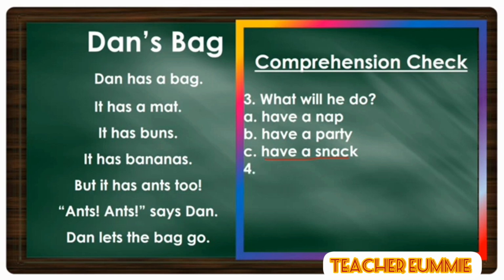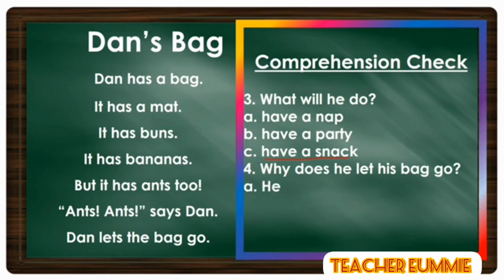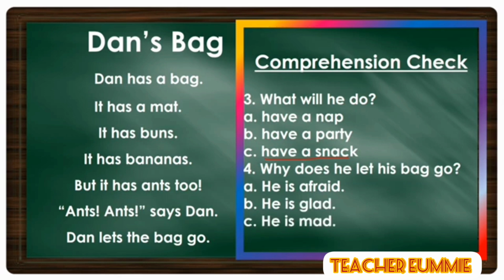Okay, number 4. Why does he let his bag go? Is it A, he is afraid, B, he is glad, or C, he is mad? Okay, very good. He is afraid. He is afraid of the ants inside his bag.